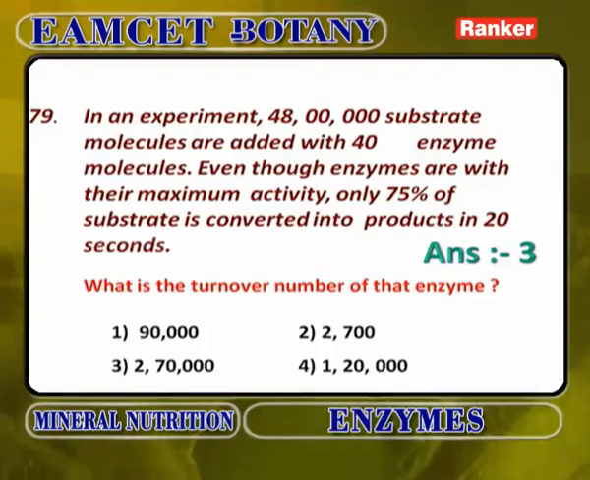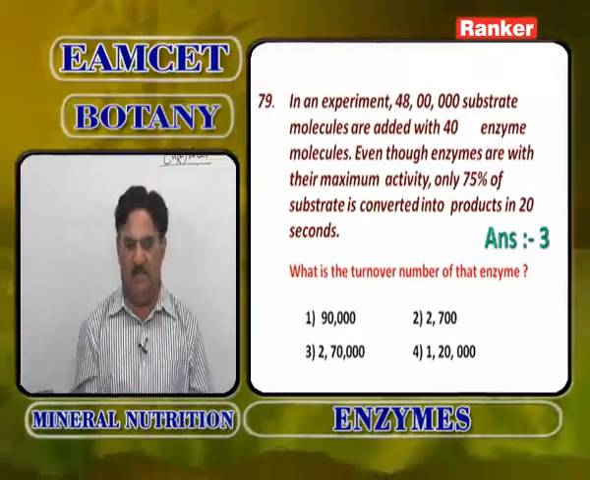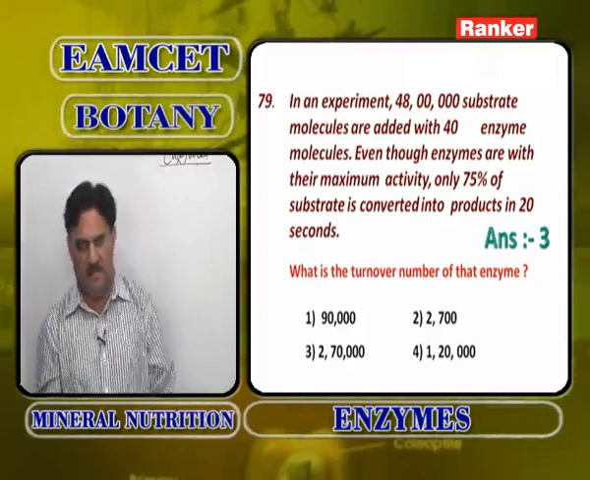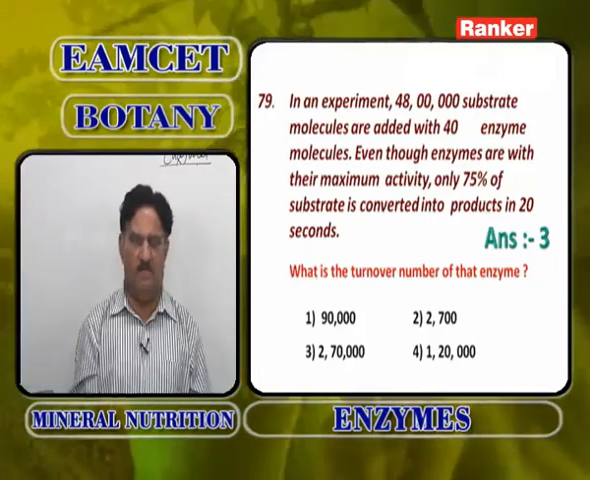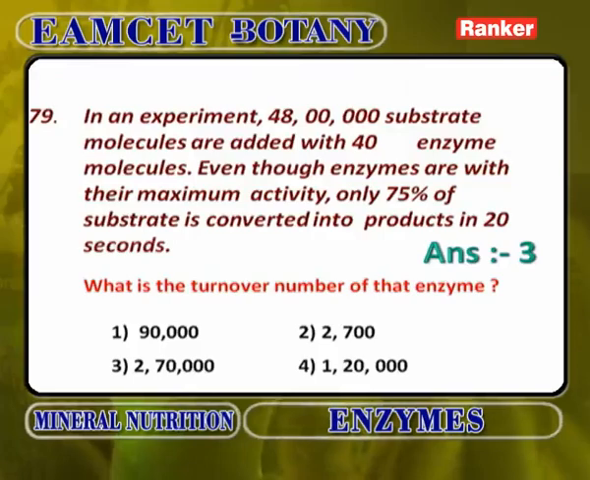48 lakh substrate molecules are added with 40 enzyme molecules. Even though enzymes are with their maximum activity, only 75% of the substrates are converted into products in 20 seconds. What is the turnover number of that enzyme? 2,70,000. Here the formula: we have to take enzyme by substrate into time. We take only 75% of 48 lakhs, and 40 enzyme molecules are taken into one enzyme molecule, and 20 seconds is converted into minutes. Then we will get the turnover number. The answer will be 2,70,000 will be the enzyme turnover number.